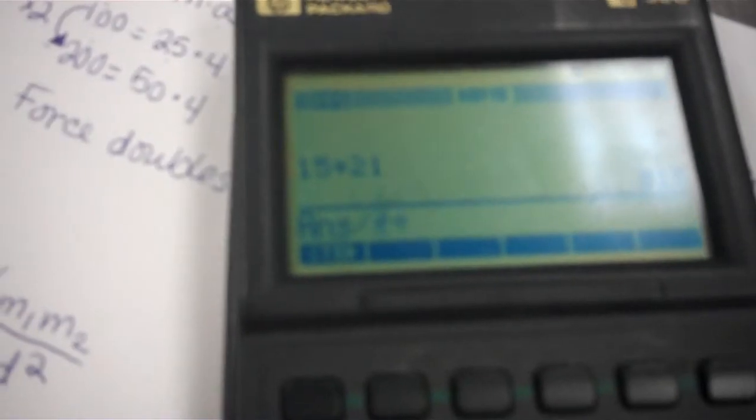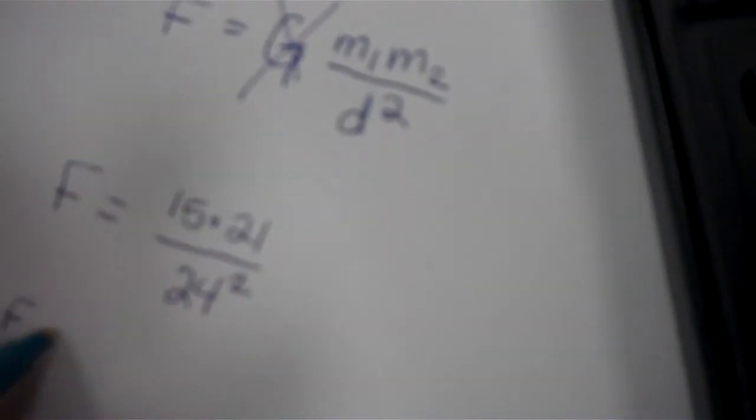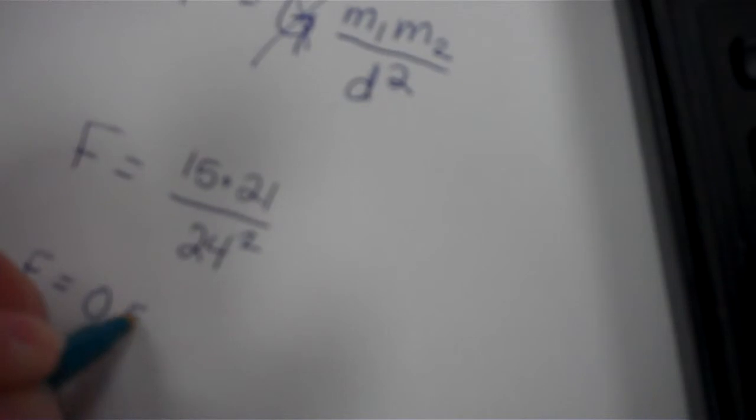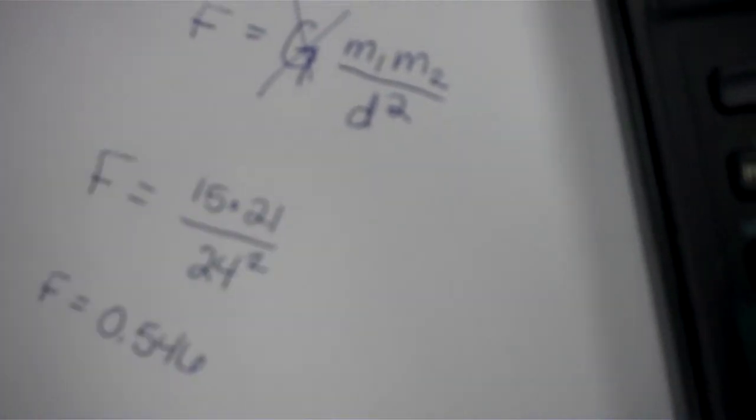So now let's just calculate real fast what the force is generated if we just were to pick these random numbers. So on our calculators, we have to do 15 times 21. And we're going to divide that by 24 squared. Don't forget that squared, people. And we get 0.546. Okay, so in this case, force is equal to 0.546. So that becomes our first solution.